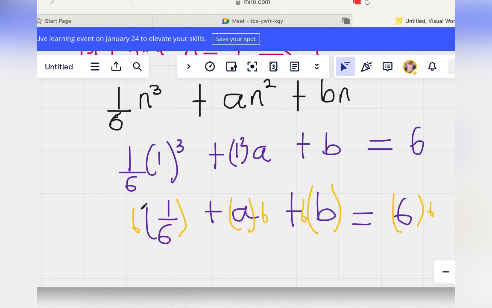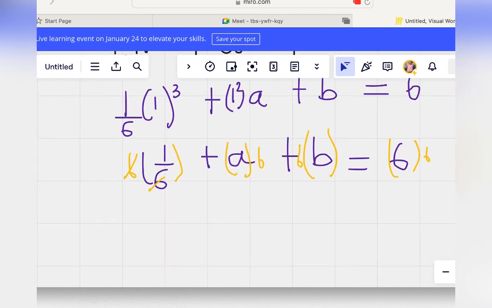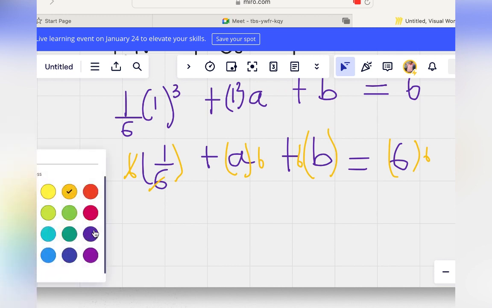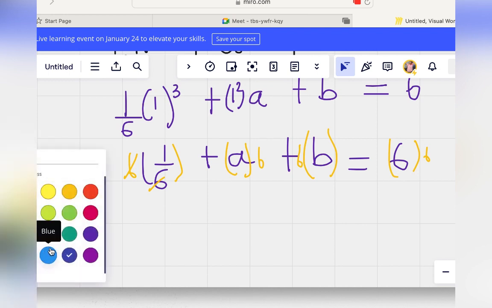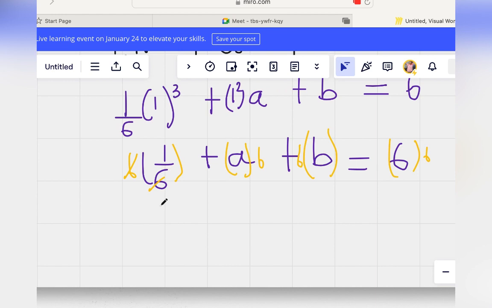So if I multiply here by 6, what I have left will be equal to 1. So here I have 1 plus 6a, and I have 6b here, because 6 times b is 6b, and I say equal to 36.